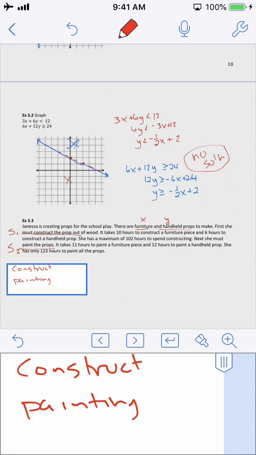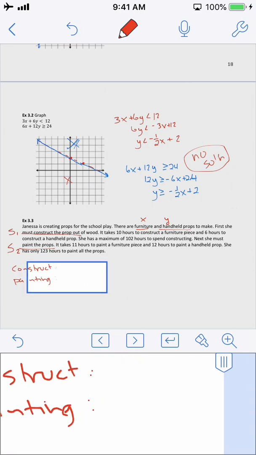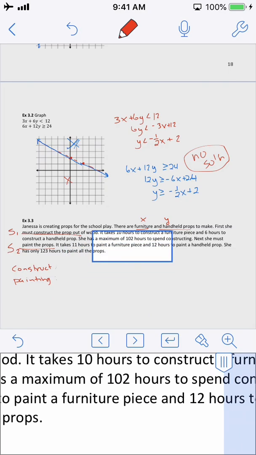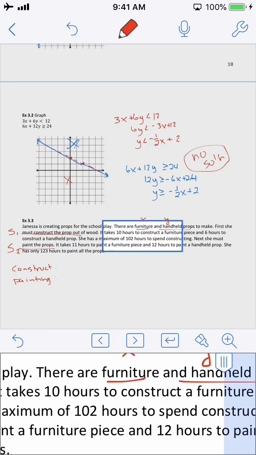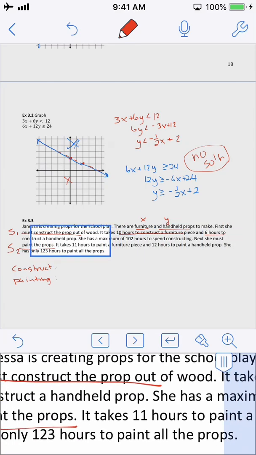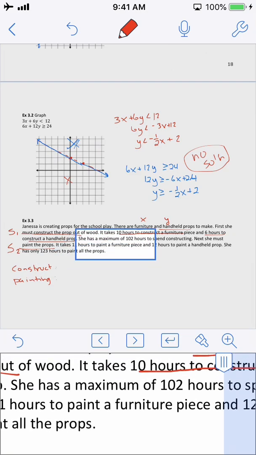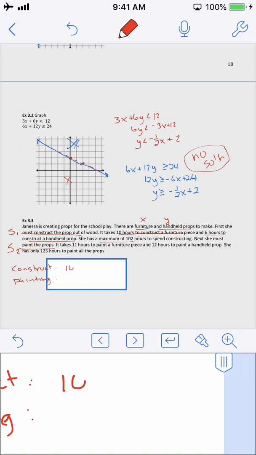All right, the constructing equation. Let's read again all the information we got about constructing. It takes 10 hours to construct furniture and 6 hours to construct props, okay? And then a maximum of 102 hours. Okay, so what I'm hearing is 10 times a furniture and 6 times a prop, right? Because I made X furniture and Y props, right?